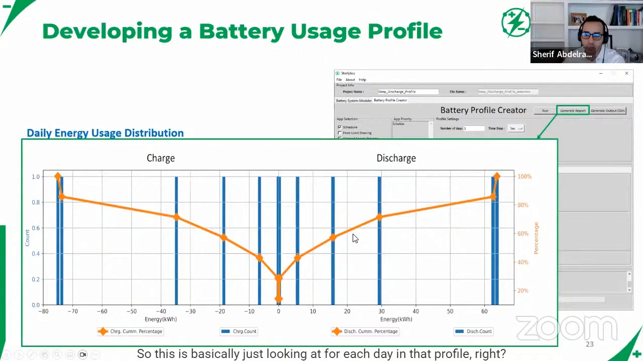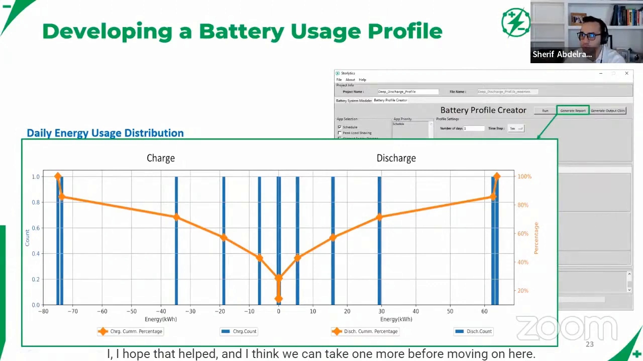So this is basically just looking at, for each day in that profile, what was the discharge throughput, what was the maximum charge throughput? And if you put those into a distribution, the discharge energy per day, the charge energy per day, that's how it ends up looking. In this case, our sample was probably 365 days, or maybe it was 30 days. But the more days you have, the healthier the sample, and the more defined this distribution is. So to answer your question, there is no state of charge here. This is just looking at the usage profile that you have. You'll get a better view of state of charge once you model the system in the system modeler here. I hope that helped.